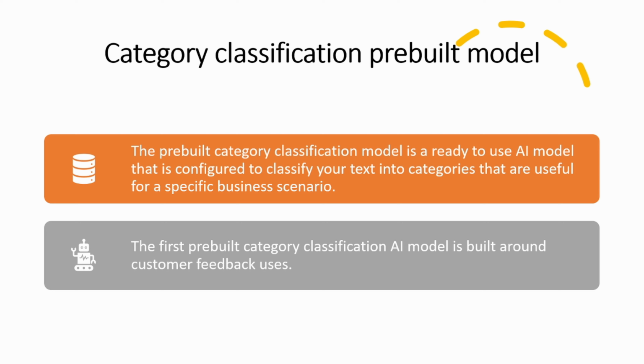The pre-built model in category classification which is available at this moment is prepared based on customer feedback use. So if your business requirement is around customer feedback, then definitely you can use this category classification model. Otherwise, you need to go with your custom category classification model. Now, this pre-built category classification model is a ready-to-use AI model that is configured to classify your text into categories that are useful for specific business scenarios.